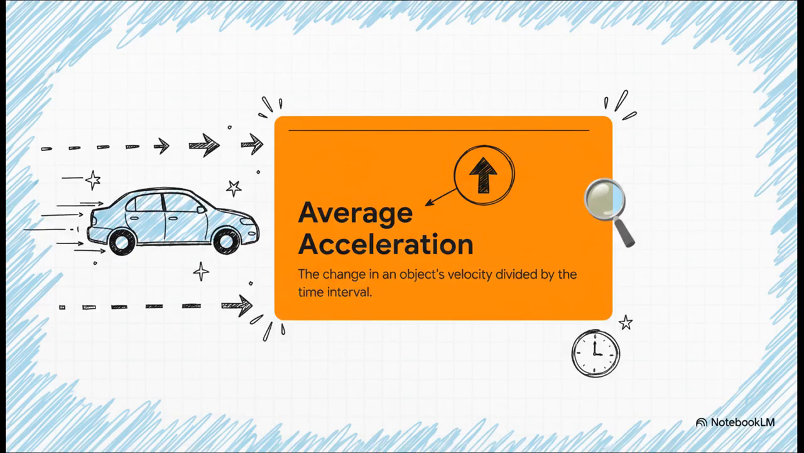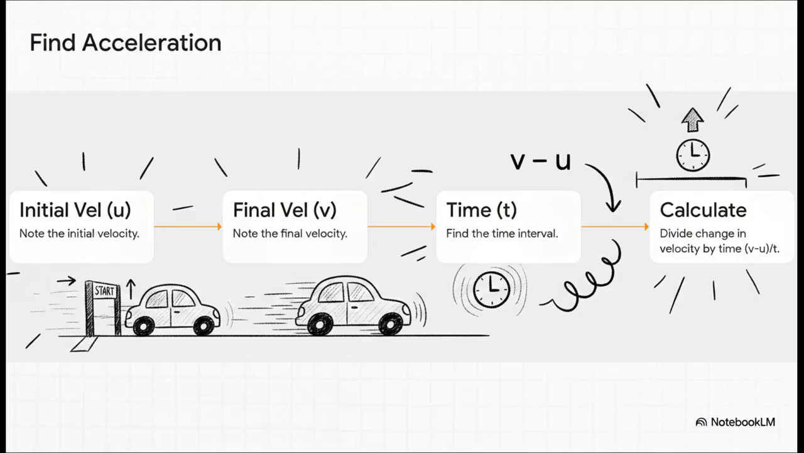Okay, but what if your velocity isn't staying perfectly steady? Say I sketch a car moving straight ahead, and its velocity keeps going up, or maybe slowing down. That's what we call acceleration. It's literally just the change in velocity divided by the time it took to change. To calculate this on your own board, just follow these quick steps. First, jot down your initial velocity. We'll call it U. Then your final velocity, V. Find the time it all took, T. Now, just subtract U from V to get your total change in velocity and divide the whole thing by T.